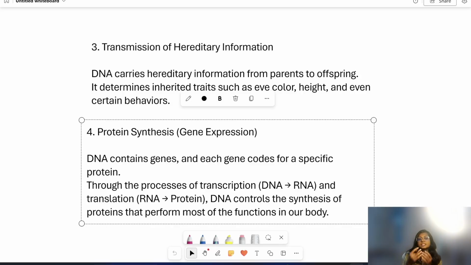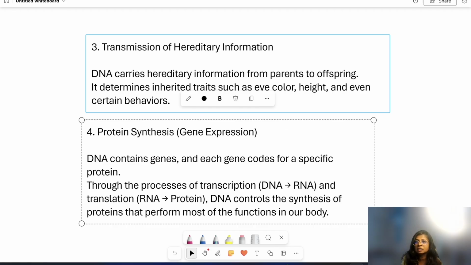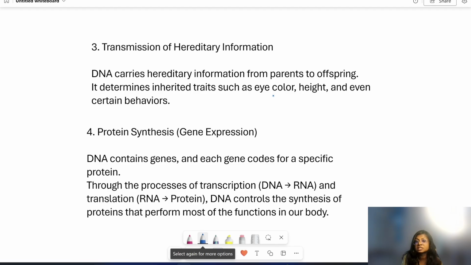The next function is transmission of hereditary information. DNA carries hereditary information from parents to offspring. It determines inherited traits such as eye color, height, and even certain behaviors as well. We know DNA stores genetic information as a nitrogen base sequence. As I said earlier, that's how it carries hereditary information from parents to offspring.